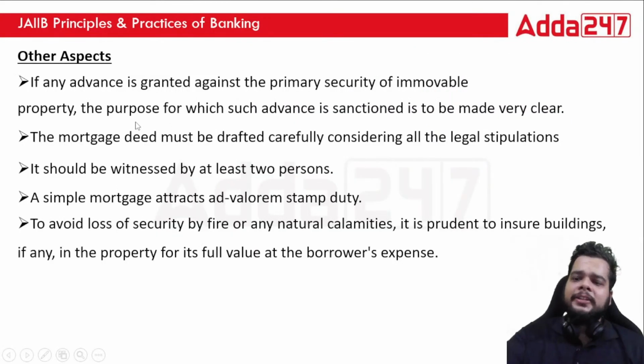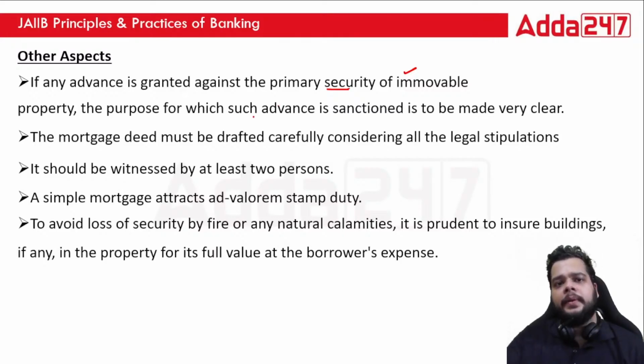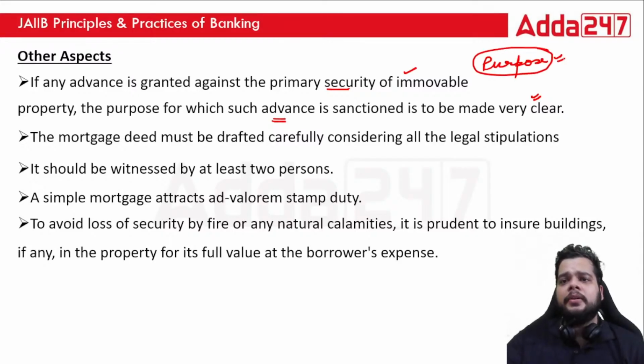What are the other aspects which are involved when we talk about immovable properties? If any advance is granted against the primary security of immovable property, the purpose for which such advance is sanctioned is to be made very, very clear. So the purpose is very important. You should not take this particular aspect for granted, because if you do not know exactly what is the purpose, then there is again an inherent risk involved in lending.